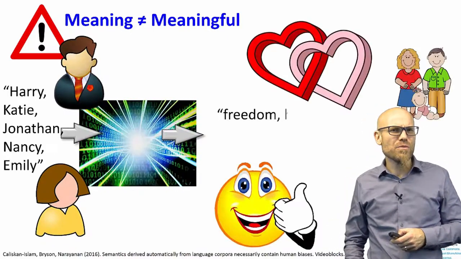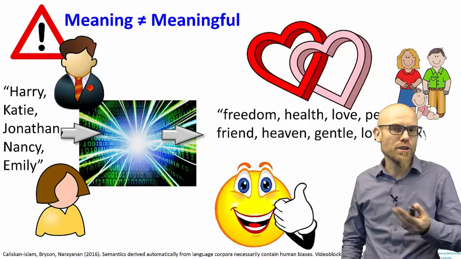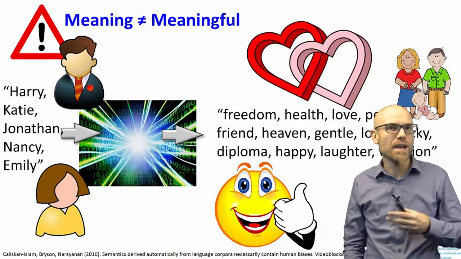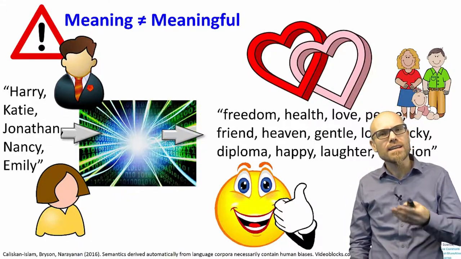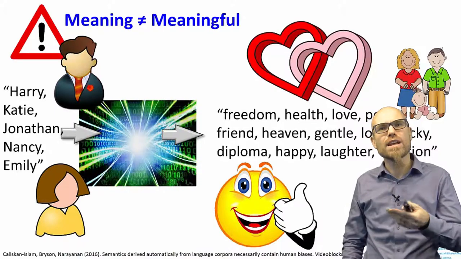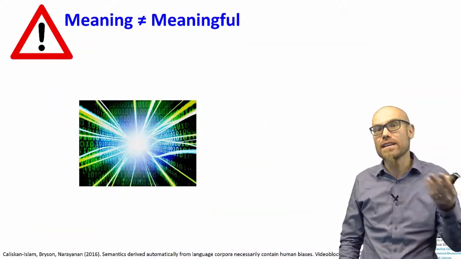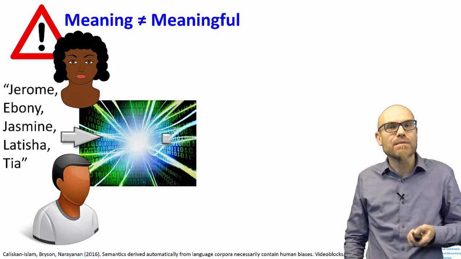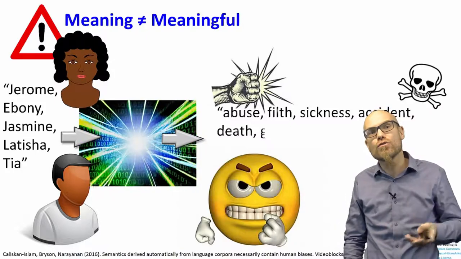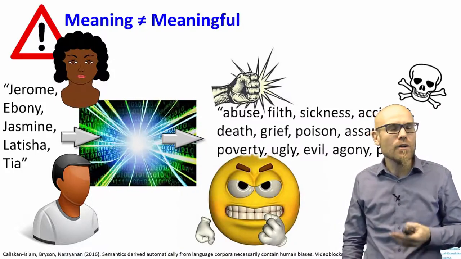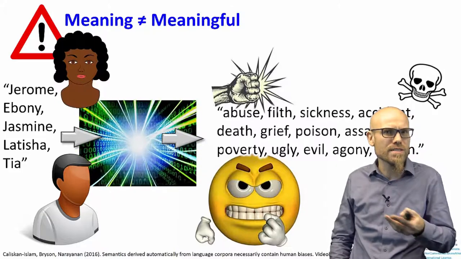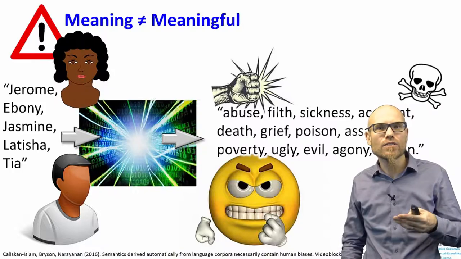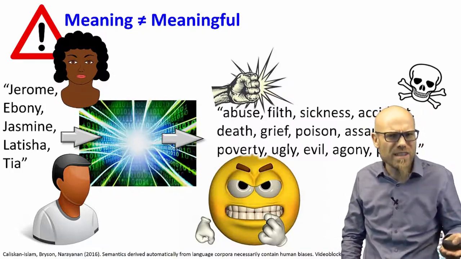So here's an example where we take names predominantly used by ethnic origin, a white ethnic origin, for example, Harry, Katie, Jonathan, Nancy, and Emily, and we see these names are in the vicinity of words like freedom, health, love, peace, heaven, gently, lucky, loyal, diploma, laughter, and vacation. And when we take names predominantly used by African Americans, Jerome, Ebony, Jasmine, Latisha, Tia, we see they are in the vicinity of other words like abuse, filth, sickness, accident, poison, assault, poverty, evil, agony, prison.